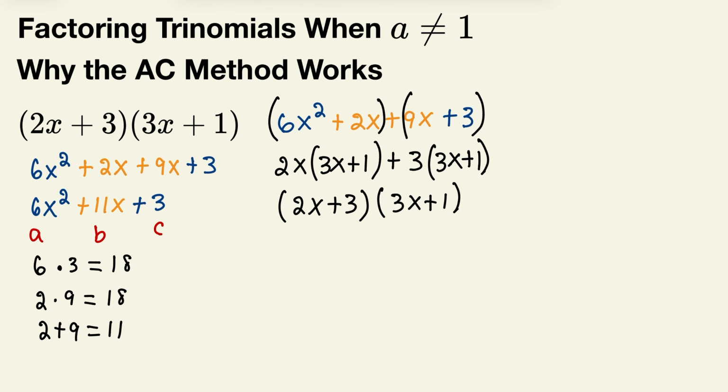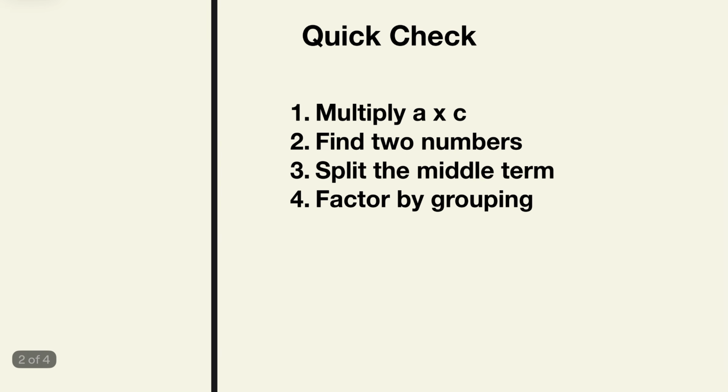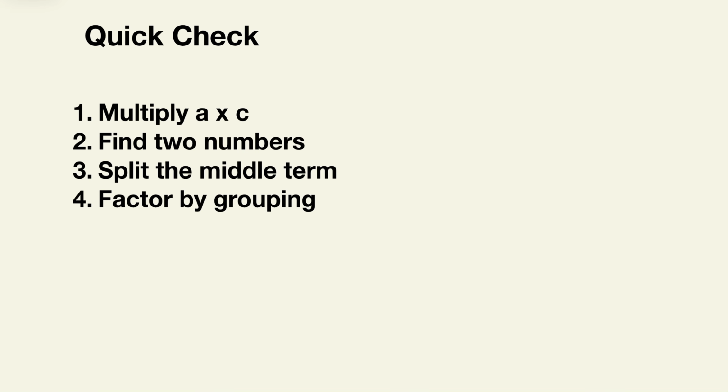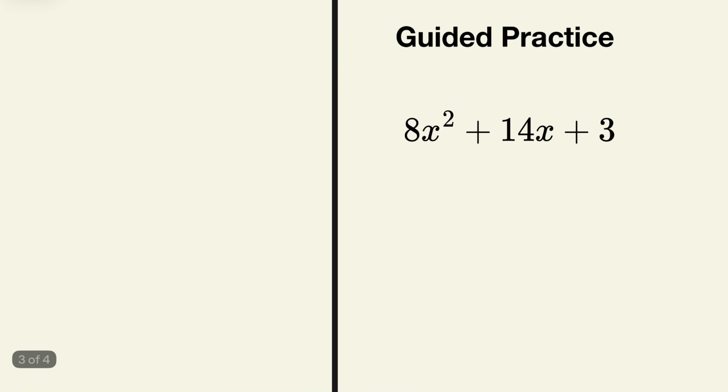Okay, so these are the exact same binomials we started with. Exactly the same, right? So we distributed to get 6x squared plus 11x plus 3. Then we factored to get back to 2x plus 3 times the quantity 3x plus 1. And as you can see, factoring reverses distribution. So let's go ahead and move on to a quick check here. And I want you to screenshot this if it helps, because it'll help you with the practice example. So go ahead and screenshot it. And let's move on to the practice example here.